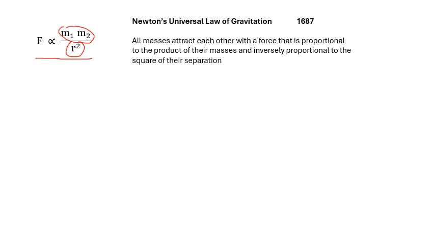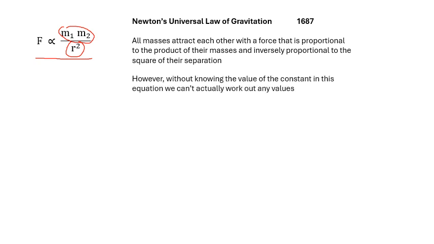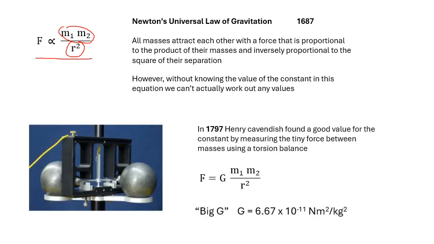Now, you can't actually work out the size of any forces because we don't know the constant in that equation. And it was like 100 years later that Henry Cavendish found a value by doing an experiment with some big lead balls, and he actually measured the force between them using something called a torsion balance, and he came up with a value for big G, and big G is the constant in this equation, and so we get F equals G m1 m2 over r squared.